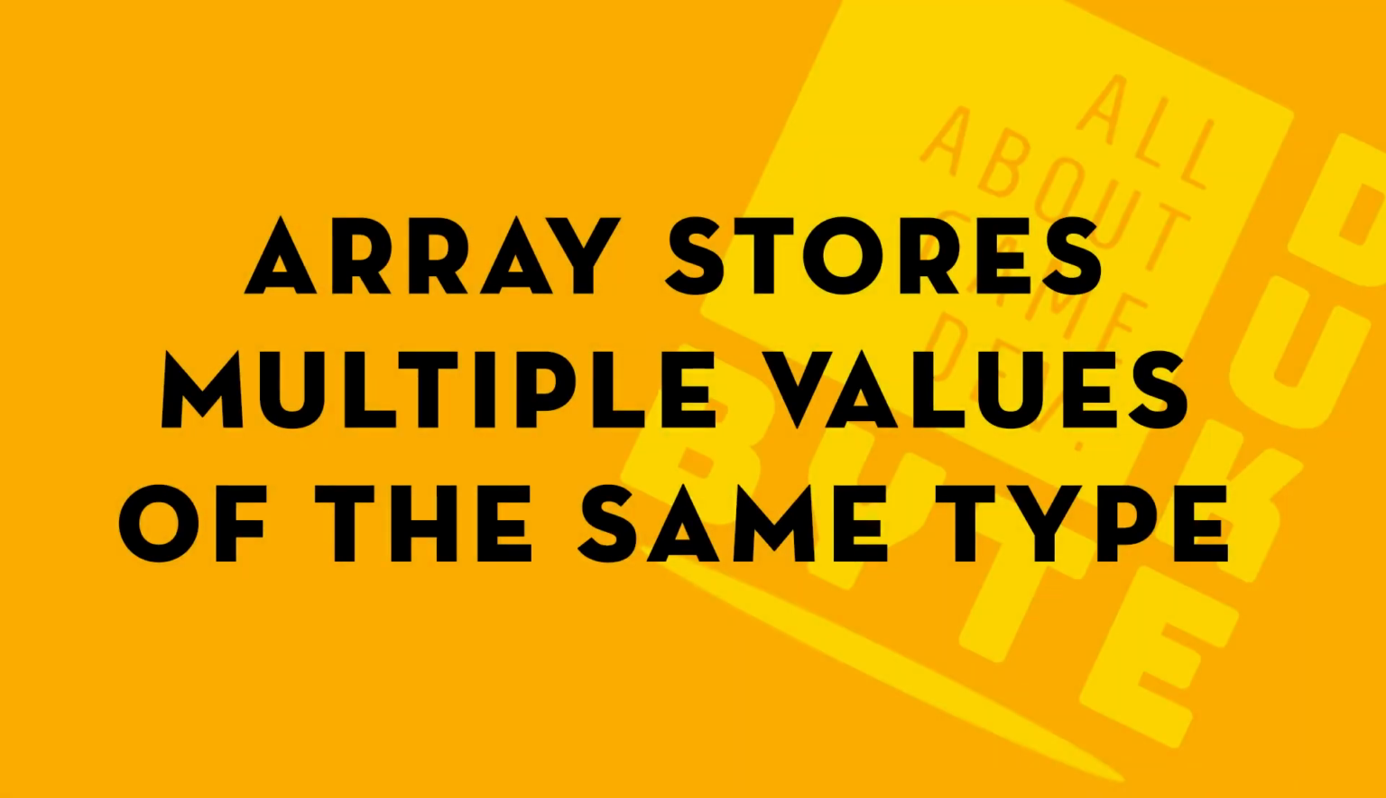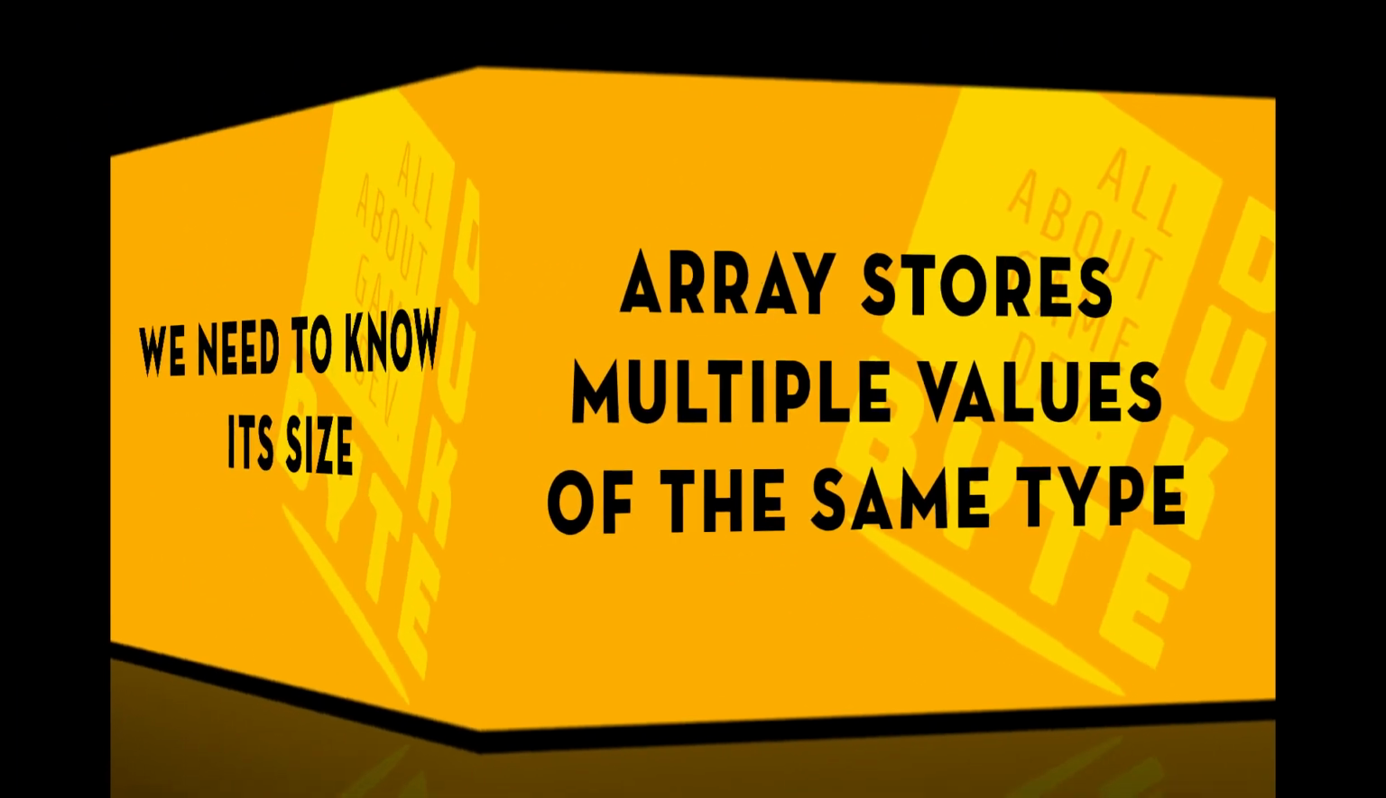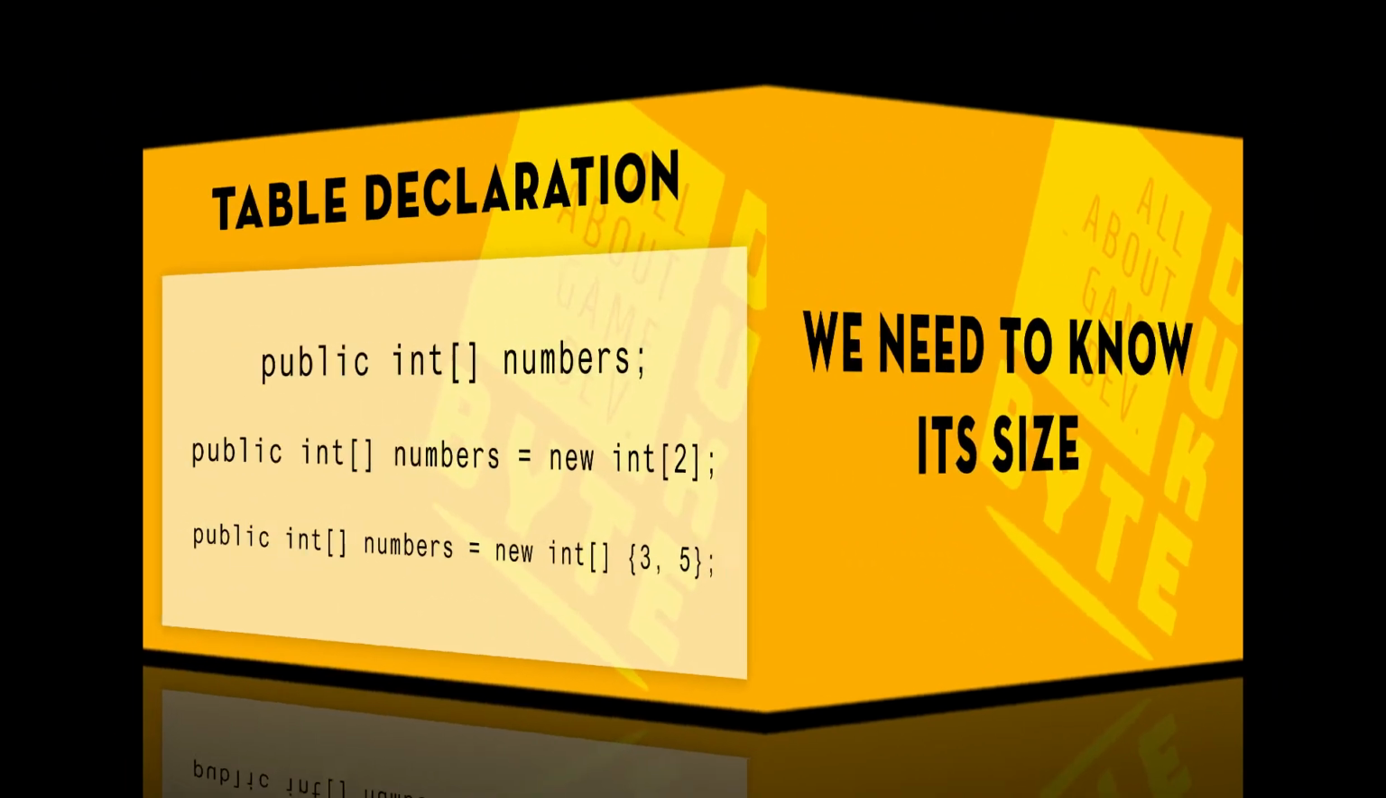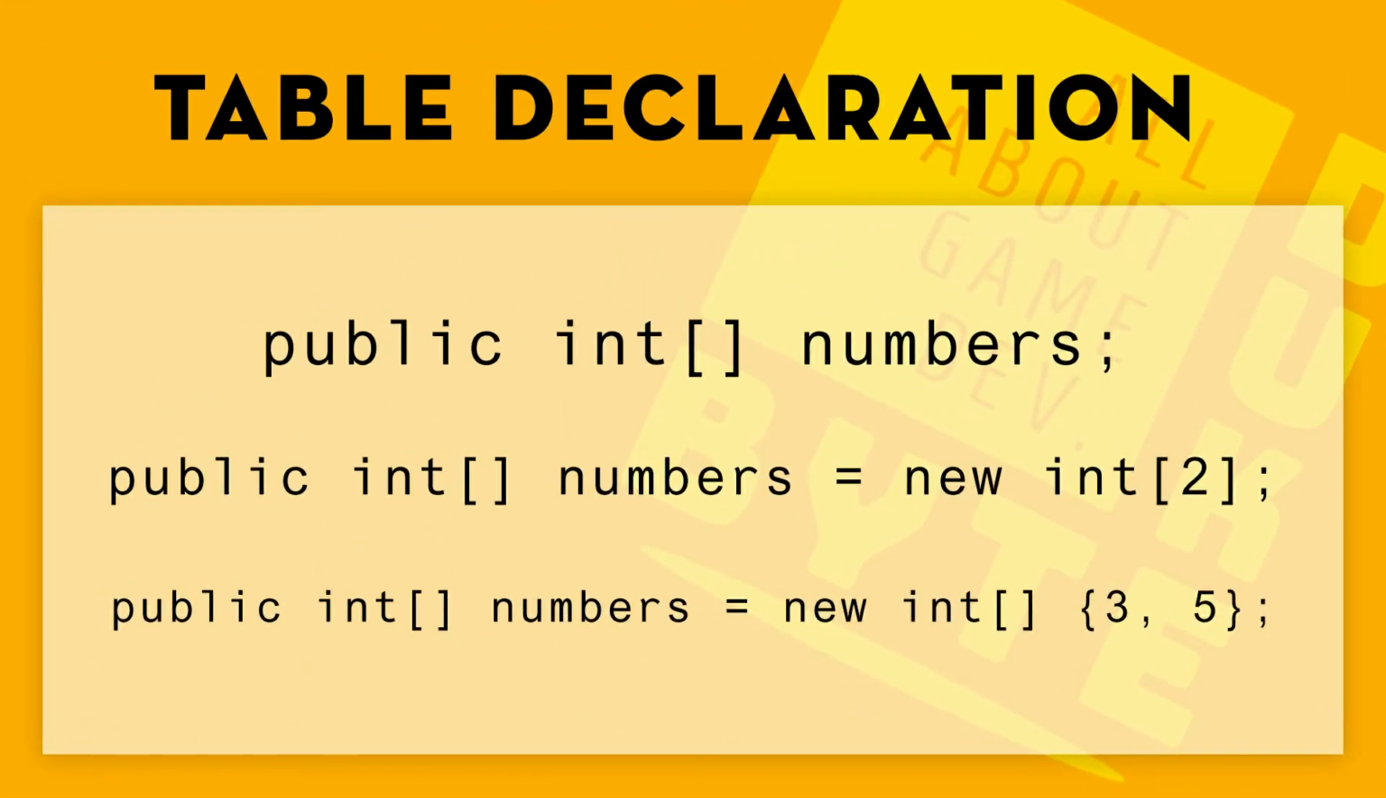We're going to learn another programming element in C#, the arrays. An array is a variable that stores many values of the same type. When using an array in advance, we need to know its size. Arrays are declared similarly to a variable by adding 2 square brackets to the variable type.